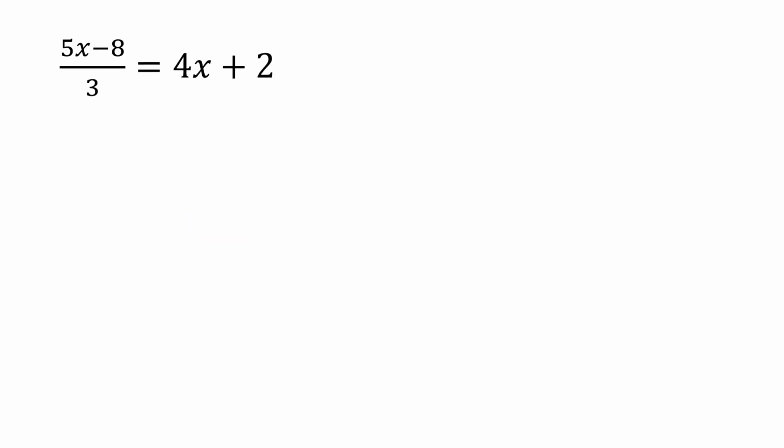Alright, here's a question which you can try. You can pause and have a go. But for everyone else, again, what is it about this question that makes it difficult? It's the fraction. So take it out the fraction. We're left with what's 5x minus 8 divided by 3 times 3. It's just going to be 5x minus 8. And it's equal to 3 times 4x plus 2.